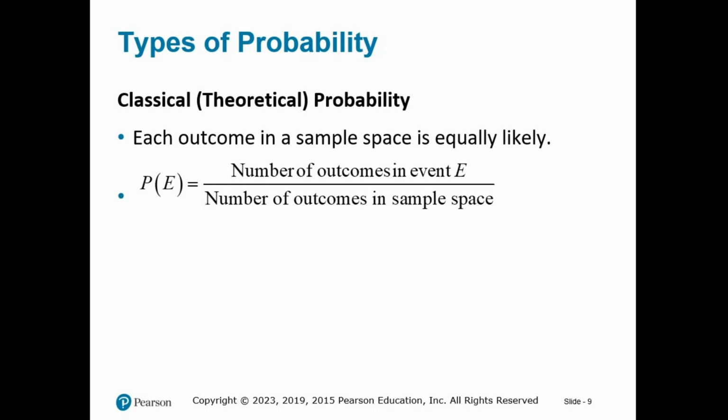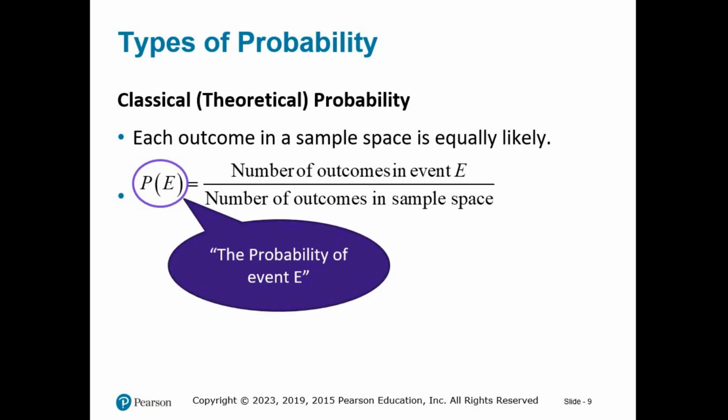Notice the notation here. It kind of looks like a function notation. This is not a product. We're not multiplying P times E. This means literally the probability of event E. That's how you read that notation. Let's do a couple of classical probability problems.